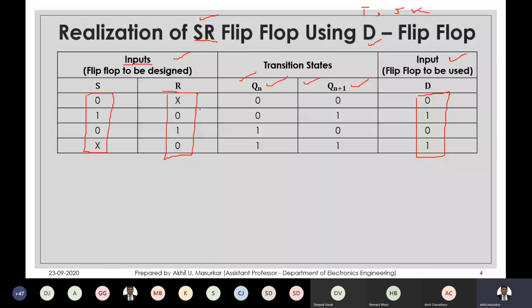First input, you will write it on the left side. That is the flip-flop to be designed will be on the left hand side of the table, and the flip-flop to be used will be on the right hand side of the table. And transition states are common to both since they are excitation table entries. That is why transition states we will write in between.